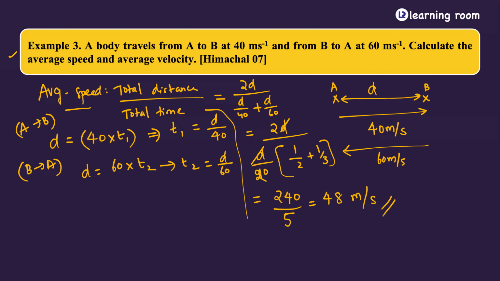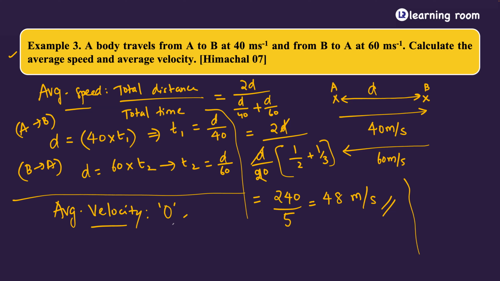Whenever you speak about average speed, you need to take the total distance into consideration. Whenever you speak about average velocity, you need to take the displacement into consideration. And the point here is, when I talk about average velocity, the answer is very simple. You need not solve. It is 0 because the total displacement of the particle is 0. Clear with this? So this is the solution for this problem. Make a note of it.